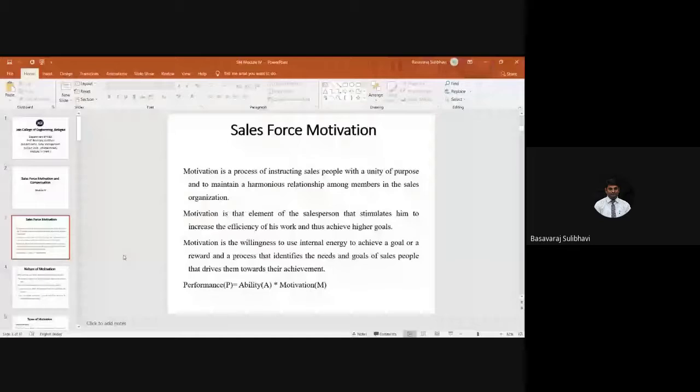which make him find them a motivation to work on the job, or it may be a process that helps people identify their needs and the goals which a salesperson can have in his life, and which will drive them towards their achievement. So whatever goals or needs a salesperson has can be identified by a concerned person responsible for motivating them, who can also find drivers which will make them work towards those achievements, right? For satisfying their needs and goals, right?